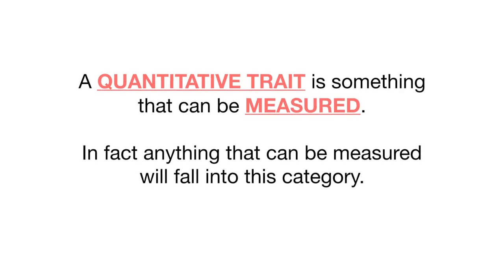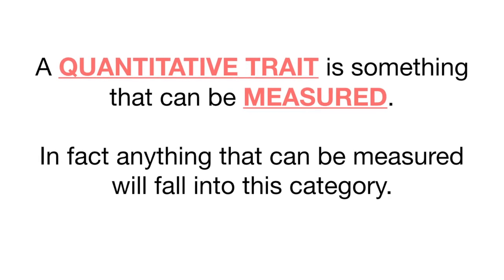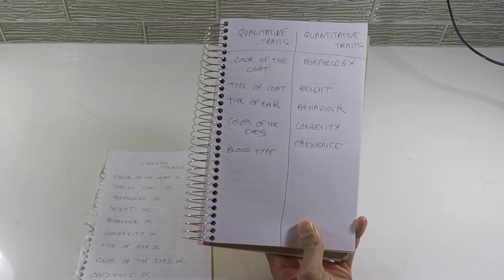On the other hand, a quantitative trait is something that can be measured. In fact, anything that can be measured will fall into this category. Again, a few examples here: height, weight, age. Those two different types of genetic traits have what we call different types of genetic determinism. They are influenced in a different way by genetics. For the purpose of this video, we will only focus here on qualitative traits. Hey, don't you worry, I'll definitely shoot a video on the quantitative ones as well. So stay tuned to this channel if you don't want to miss it. So now, let's see how those qualitative traits are transmitted.